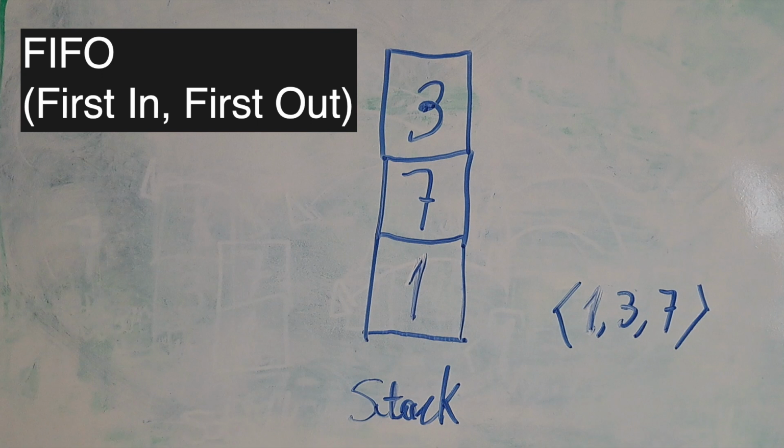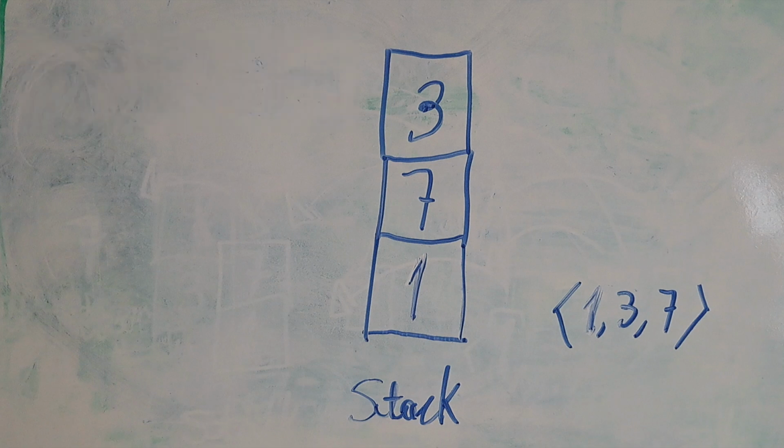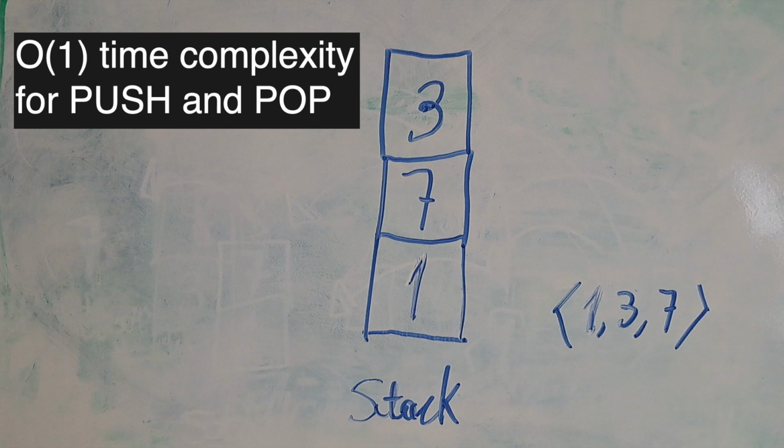So first out. And in terms of time complexity analysis, we can say that both operations push and pop are constant time complexity. And this is because we're always getting the element on top, and we can use a constant time to do it.